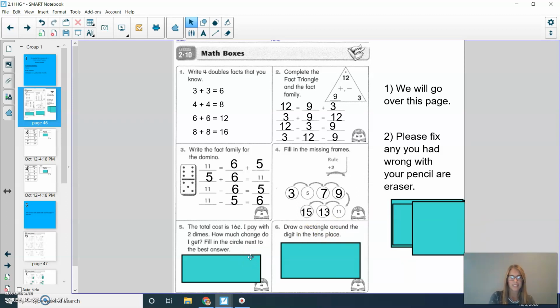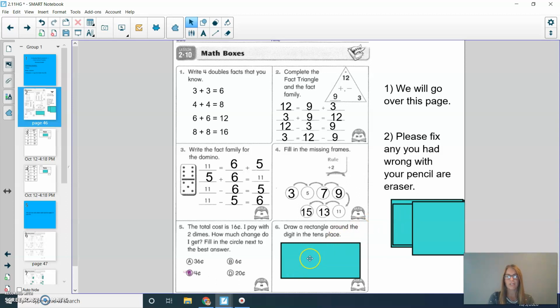The total cost is 16 cents. I pay with 2 dimes. How much change do I get? Fill in the circle next to the best answer. Now 2 dimes is the same as 20 cents. So I need to think 20 minus 16. And I should have had C, 4 cents, because 4 plus 16 equals 20.